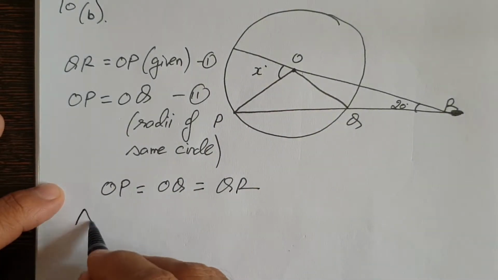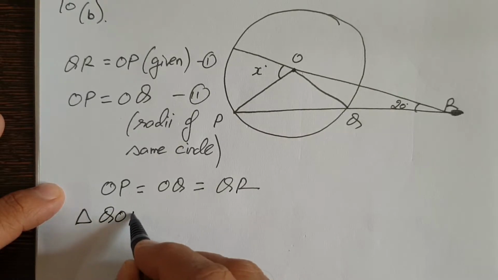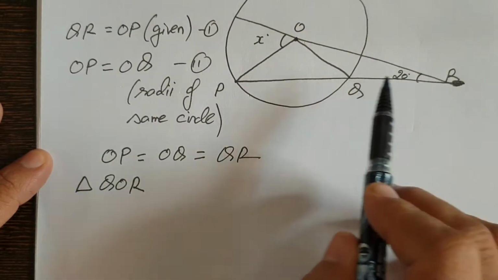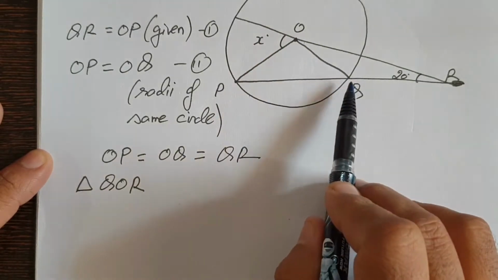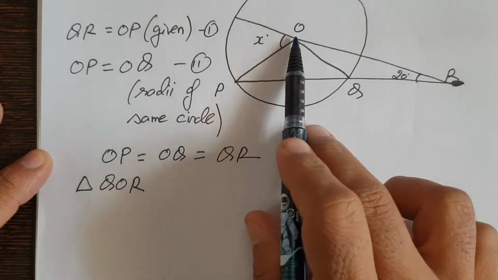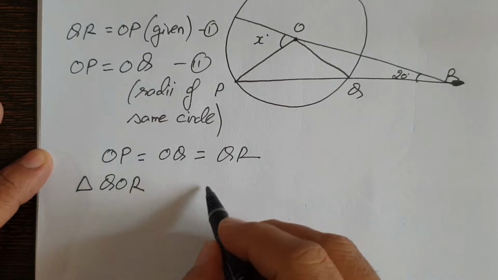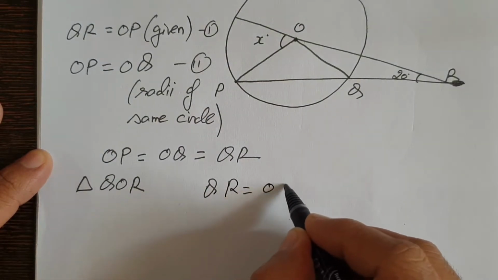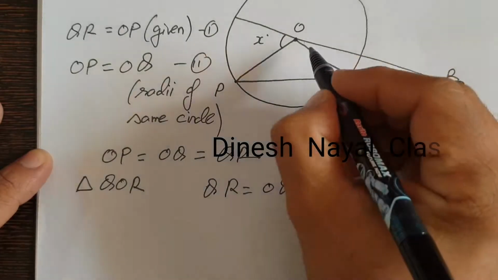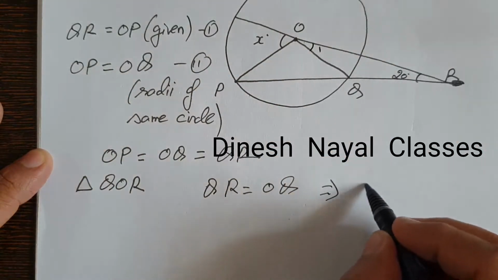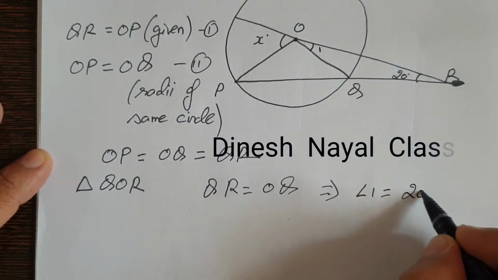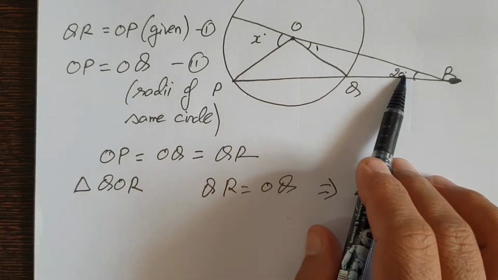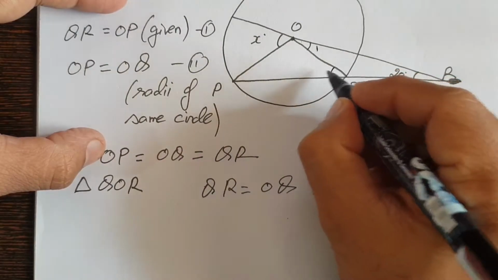Now take triangle QOR. In triangle QOR, QR equals OQ. This implies that if you take this as angle 1, it is equal to 20 degrees, because these two sides are equal, these two angles are equal. Now consider this as angle 2.